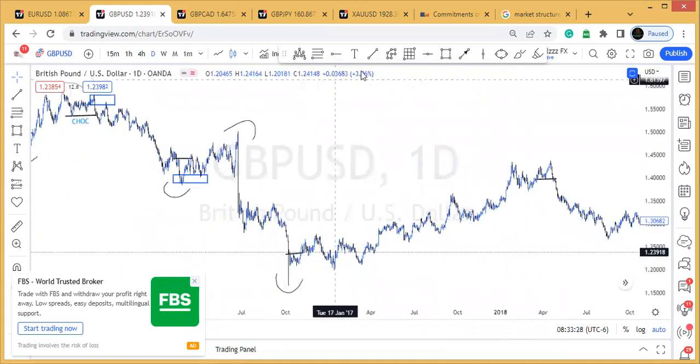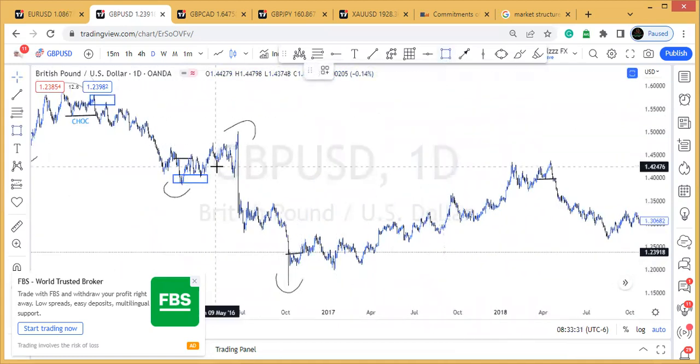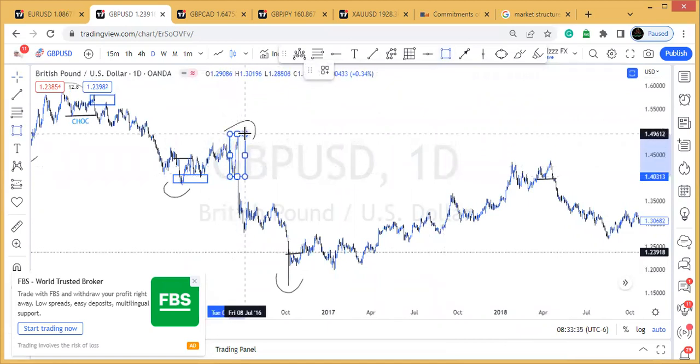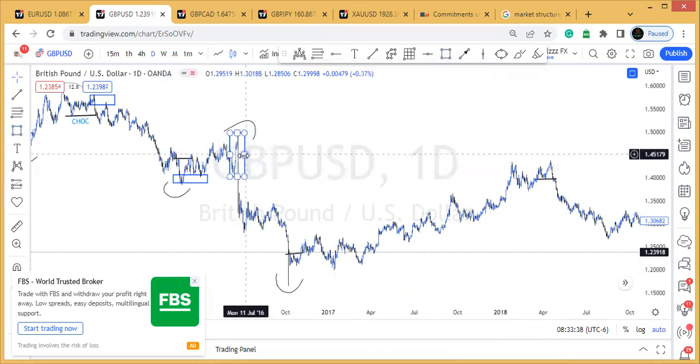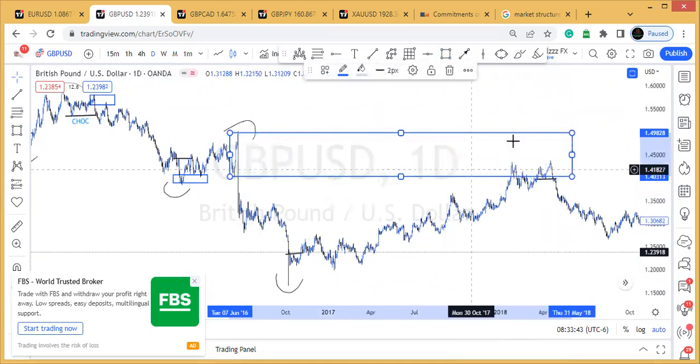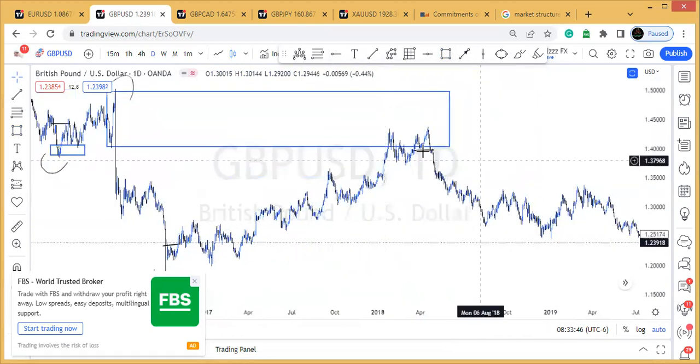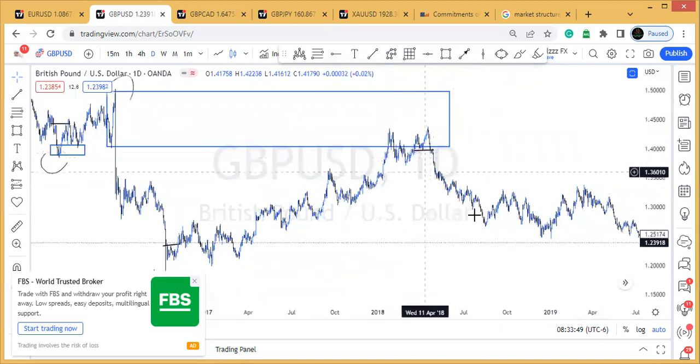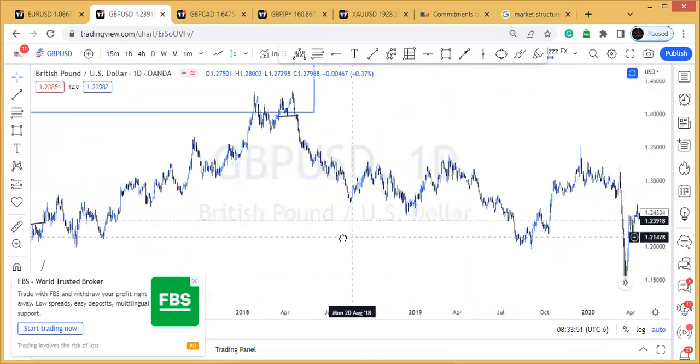And this is supply range. For those that don't understand what the supply range is, if you're not a smart money concept trader, you don't know what the supply range is. So this is your supply range. Price tapped into my supply range in a premium zone. And what did you see? A change of character and price continued to go down.